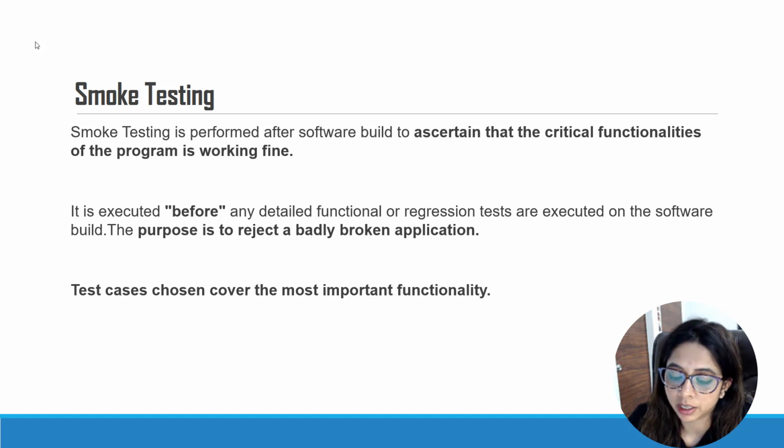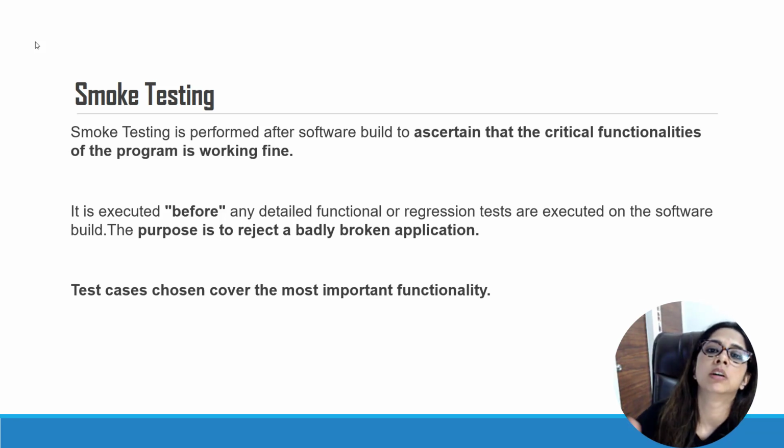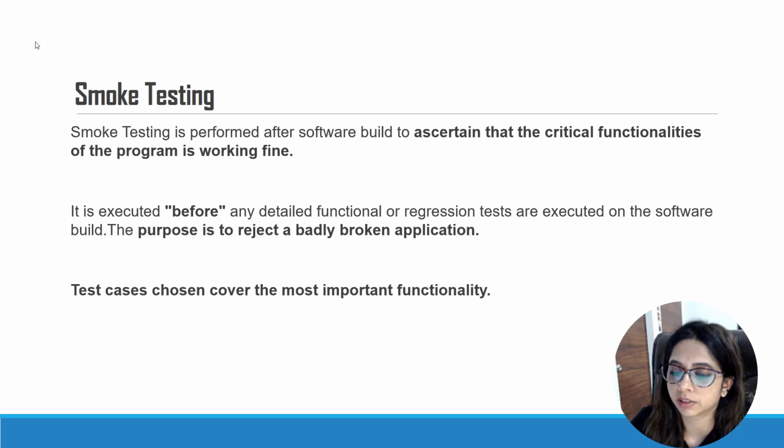That means the build for which this new release has happened, the reason for which this new build has come to the testing team, if that itself is not working fine, we'll not do any further testing or any testing around that. So build verification testing, that is smoke testing.